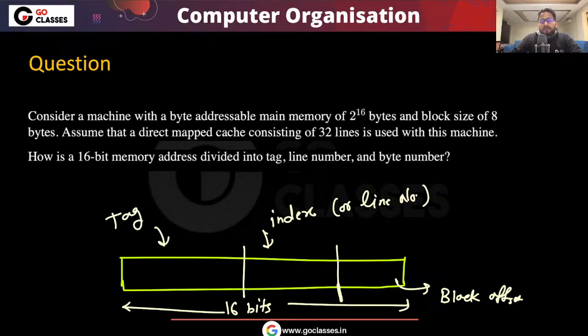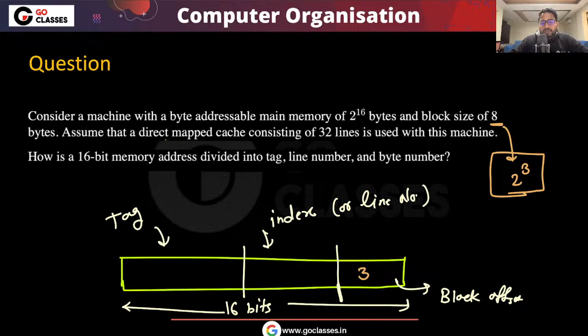If the block size is 8 bytes, you will say that this is 2 power 3, right? 8 means 2 power 3. So block offset will be 3 bits. If the block size is 8 bytes, you can just represent it as a power of 2, and that 3 will be your block offset. So 3 bits will be taken by your block offset.